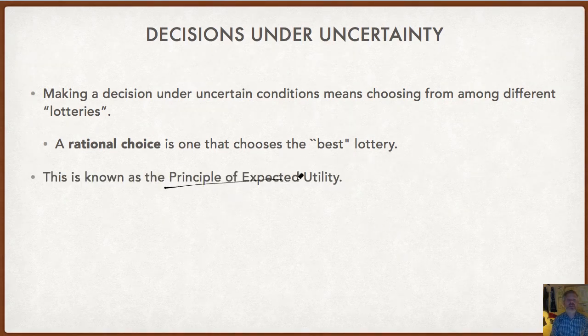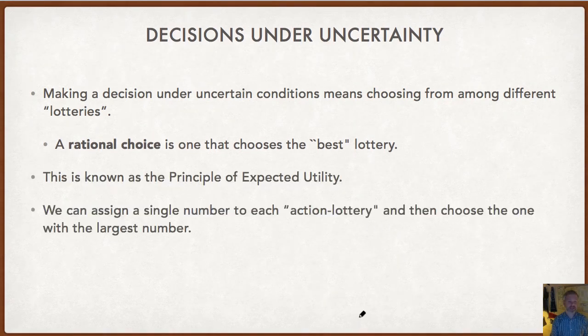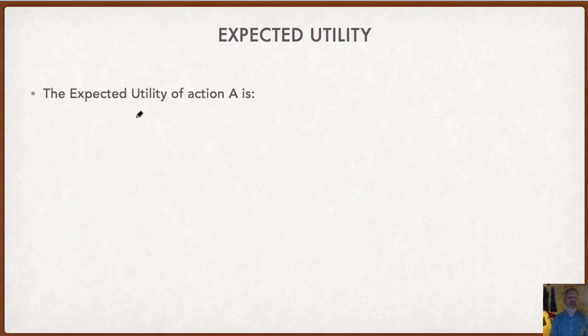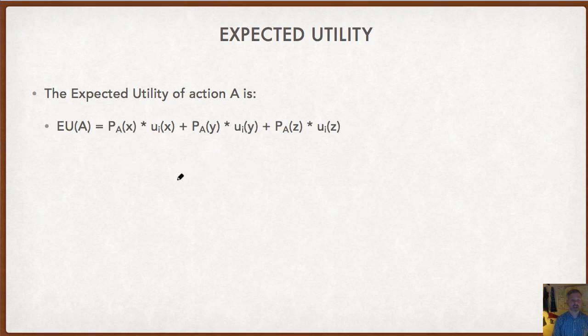This is known as the principle of expected utility. We can assign a single number to each action lottery and then choose the one that has the largest number. All right. And that's what we're going to go through with this example step by step. All right. So we're going to calculate the expected utility of action A. So the expected utility of action A looks like this.